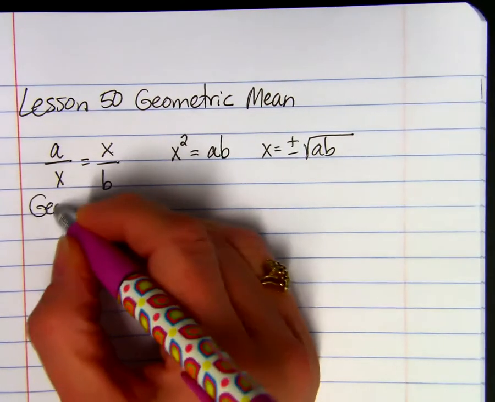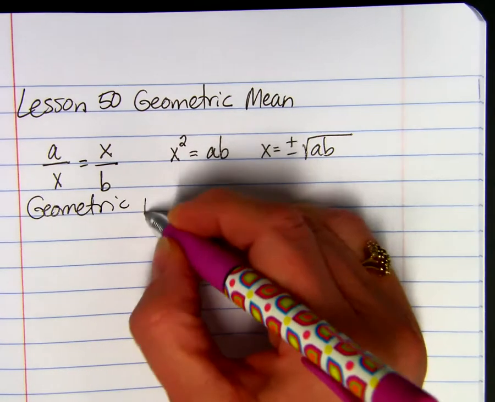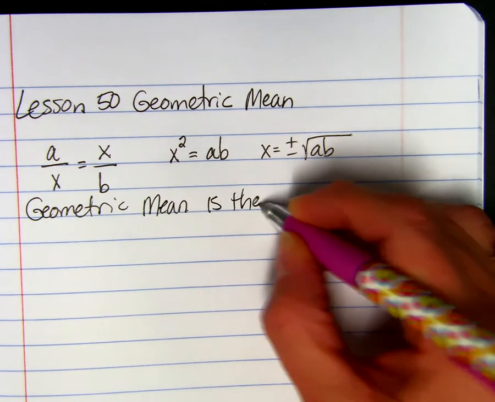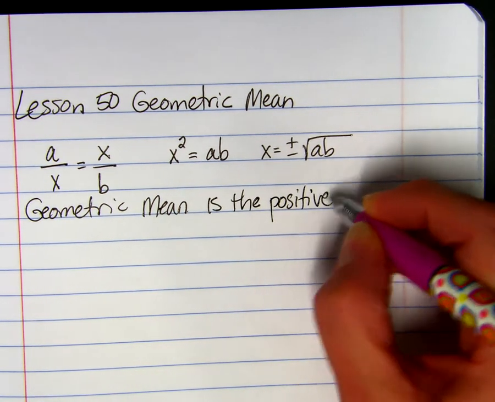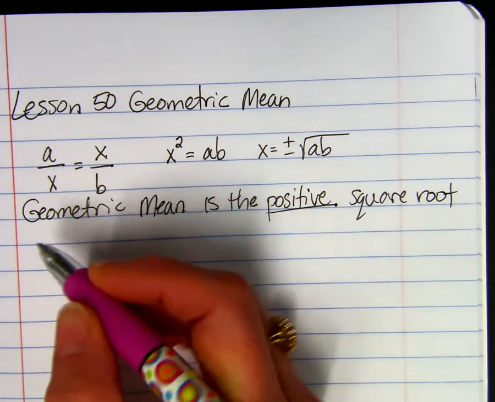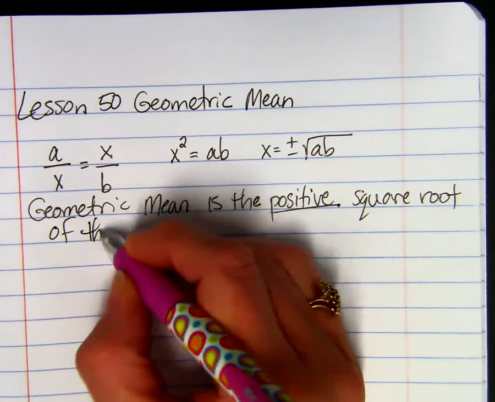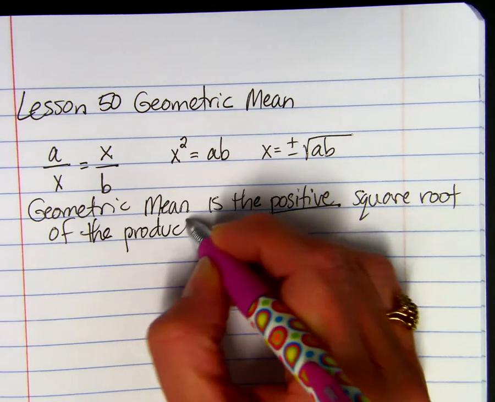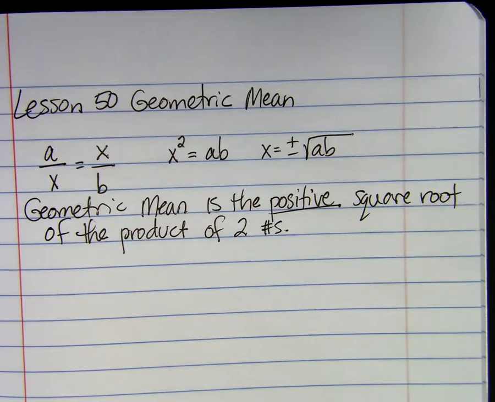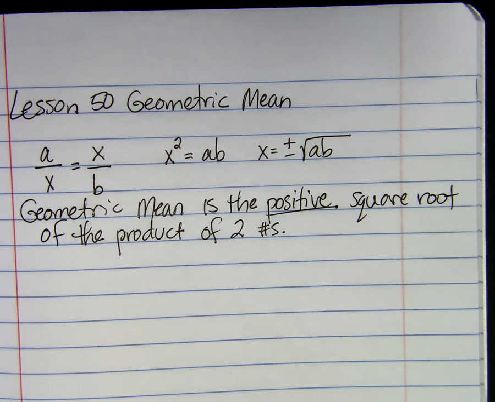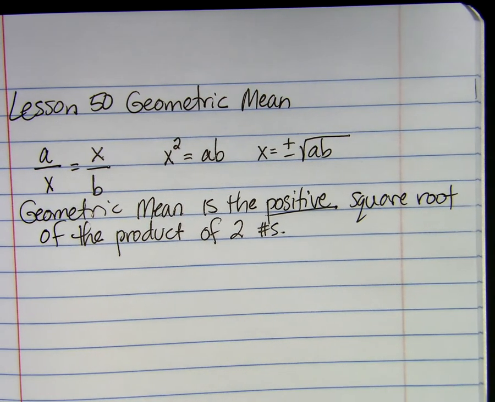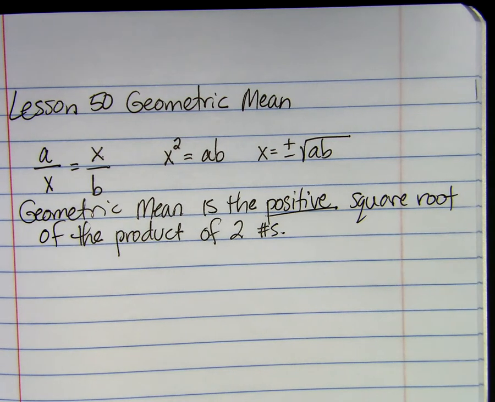So the geometric mean is just the positive square root of the product of two numbers. If you take two numbers, multiply them together, and take the square root, that's called the geometric mean.